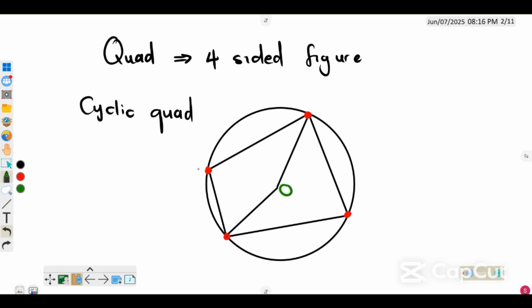Let's say this is O, and we have this as A, B, C, D. So the cyclic quadrilateral in this case is A, B, C, D. But if you look at A, B, O, D, it's a quad, but it's not a cyclic quadrilateral because it touches the circle circumference 1, 2, 3 times. The fourth one is at the center, so this is not cyclic. Only A, B, C, D is cyclic.